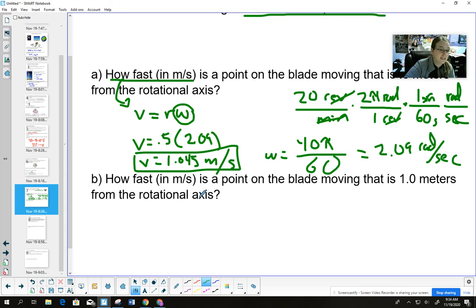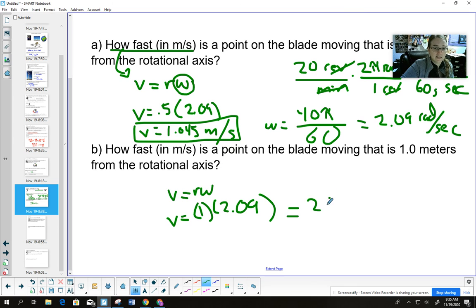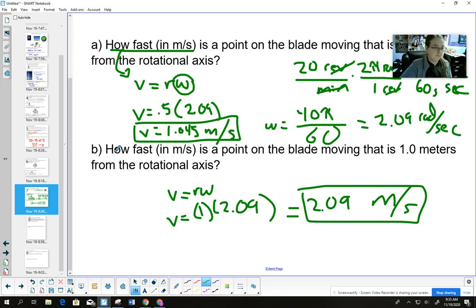Go ahead and try this next one. It's the exact same thing, but now we're 1 meter away. Keep in mind the angular speed is the same, even though we're at a different point, the angular speed is still the same. So what should we do here? Well, if my angular speed is still the same, all that changes is now I'm 1 meter away. Angular speed doesn't change because the angle doesn't change, even if I'm at a different point. So in this case now, we're at 2.09 meters per second. Good.